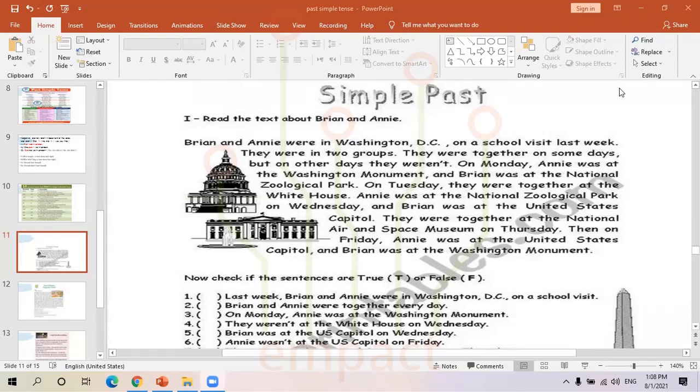Brian and Annie were in Washington, D.C. on a school visit last week. They were in two groups. They were together on Sundays, but on other days, they weren't. On Monday, Annie was at the Washington Monument, and Brian was at.